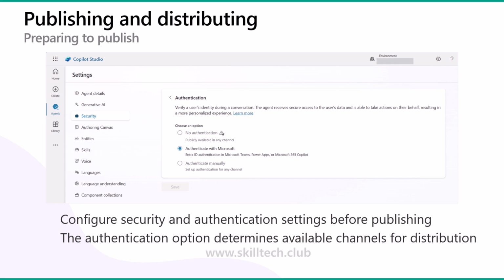Authentication options included in Copilot are no authentication, where basically anyone can use the agent through any channel, or Microsoft Entra authentication, which you can deliver through Microsoft Teams and Power Apps, or maybe Microsoft 365 Copilot. And then you can also have manual authentication, where you will be implementing a custom authentication solution using any particular identity provider such as Entra ID or any OAuth 2.0 provider.